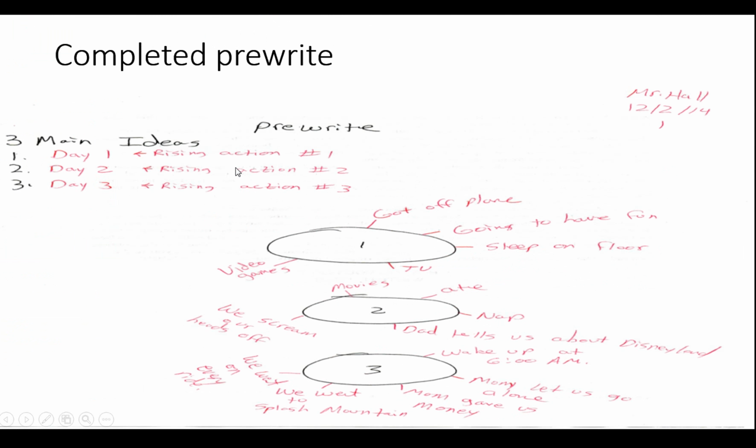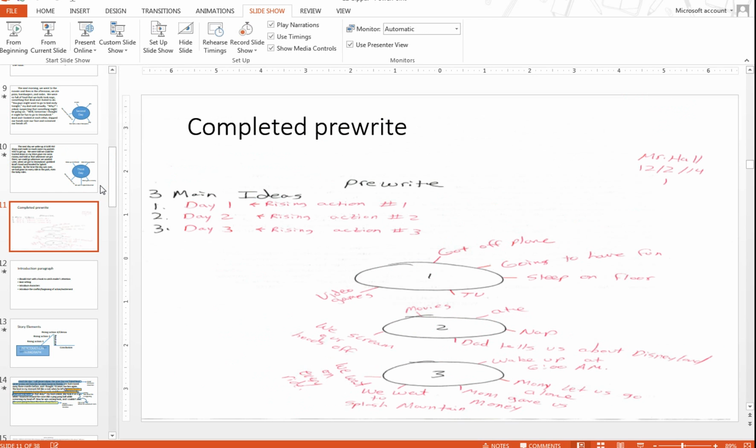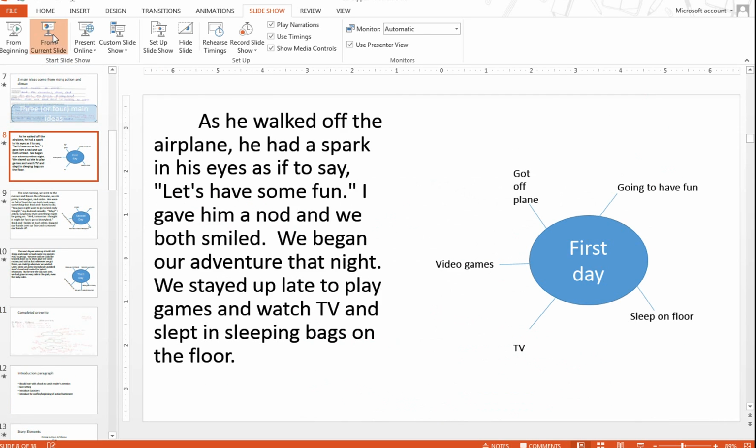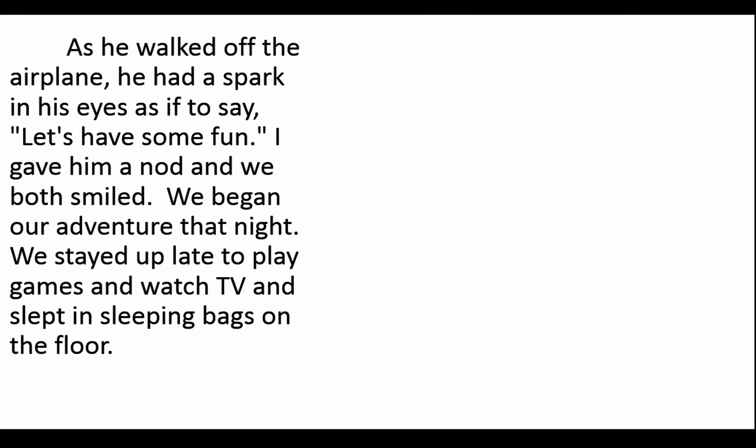So we took this story, made this pre-write about it, and notice how each of these circles has 5 details. We said that this story is broken up into our 3 main ideas by day 1, day 2, and day 3. Alright, so let's go back and take a look at just the one paragraph that was written about this story. Notice how the first main idea was day 1. Our writer said that as he walked off the airplane, he had a spark in his eyes as if to say, let's have some fun.